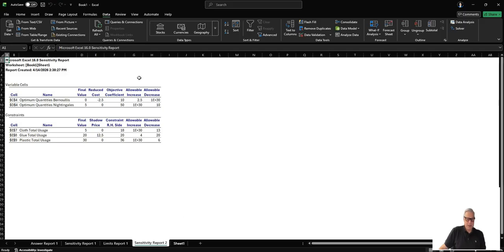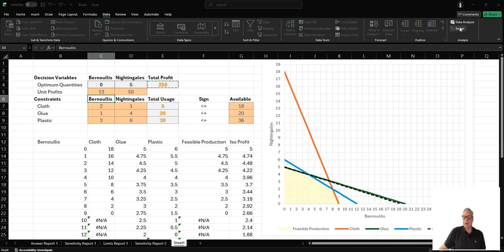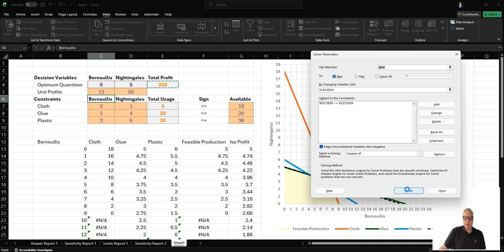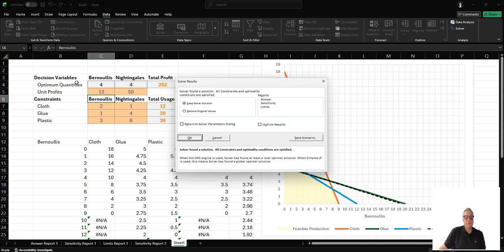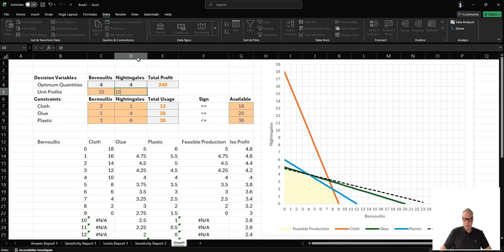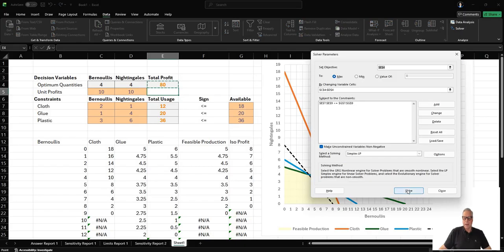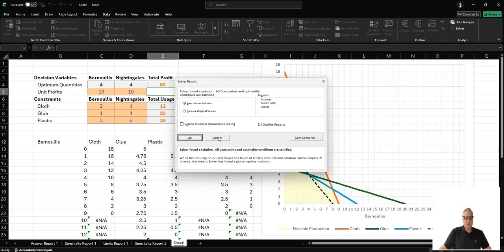So let's double check. Let's say the unit profit were 13, which is slightly above 2.5, and we solve it. That zero for Bernoullis should disappear. So let's check. Solve. Okay, and now we are back to 4 and 4. But let's reset everything again to where we started, which was 10 and 10. And let's solve it. And we are back to 8 and 2.